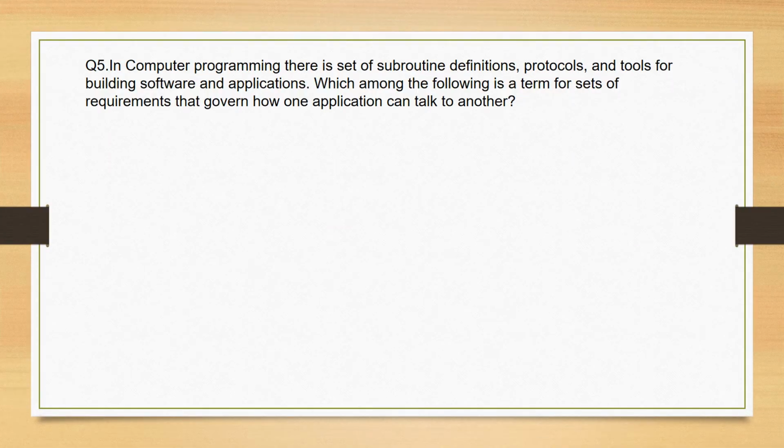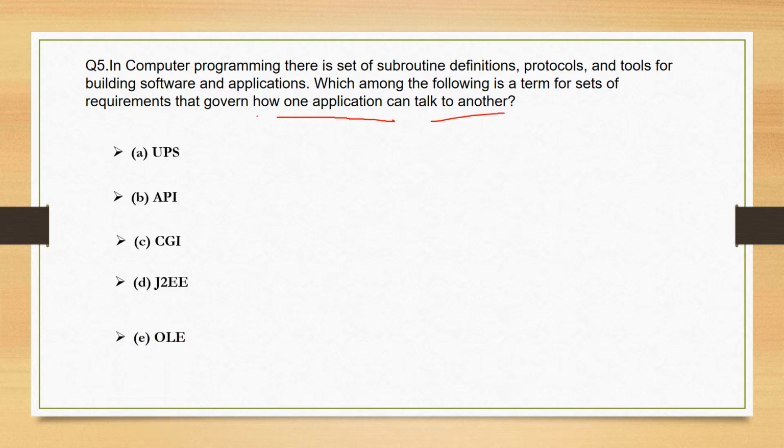In this question, in computer programming there is a set of subroutine definition protocols and tools for building software and applications. Which among the following is a term for a set of requirements that govern how an application can talk to another application? So basically we need to find the answer which will provide communication from one application to another. What are the options we have? We have these five options.